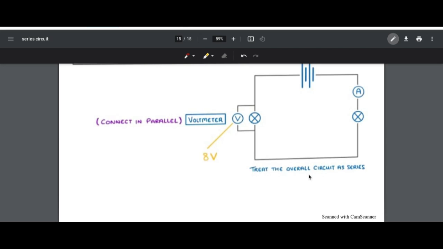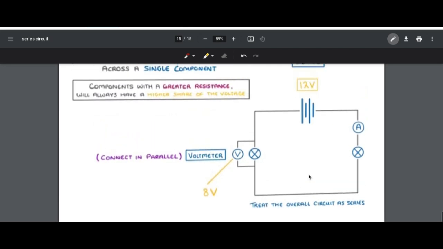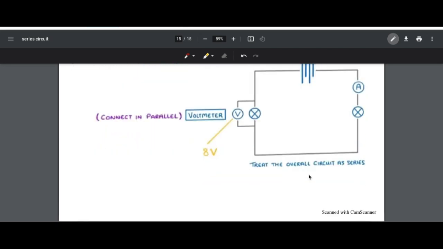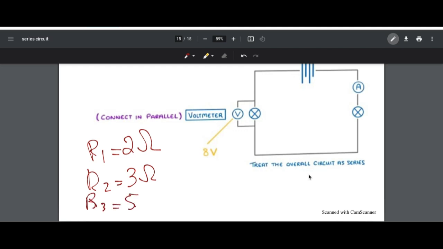Now write the example. Consider a series circuit. I will just give you the values right here in front of the screen. This is resistance 1, which is 2 ohm. I'm just giving you the data. And this is resistance 2, which is 3 ohm. And this is resistance 3, Ayan, which is 5 ohm. Is that clear? Yes. And all of this is connected to a battery, which is V total, that is 10 volt. Okay?